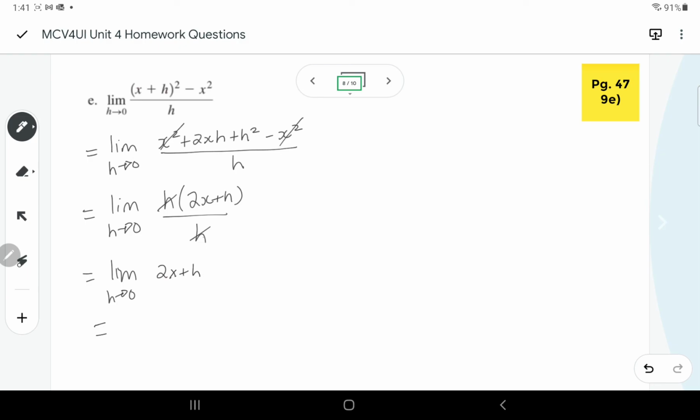And then when you're ready to sub in, you drop your limit notation. And we just get 2x. So that one probably felt more weird with having the multiple variables like the x's and the h's, but hopefully better after the next lesson.